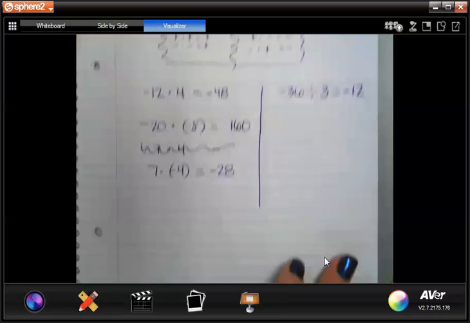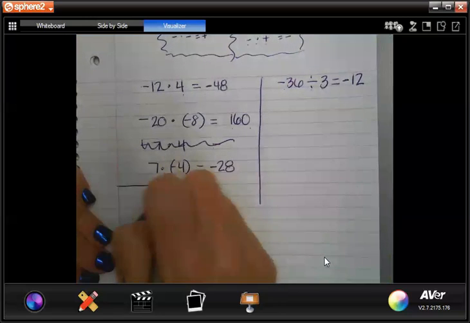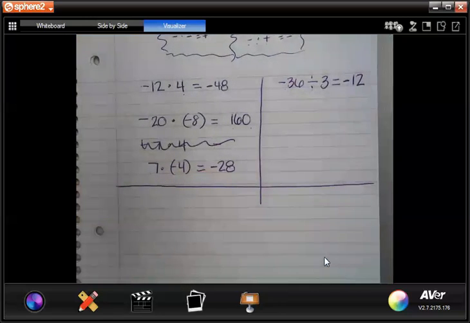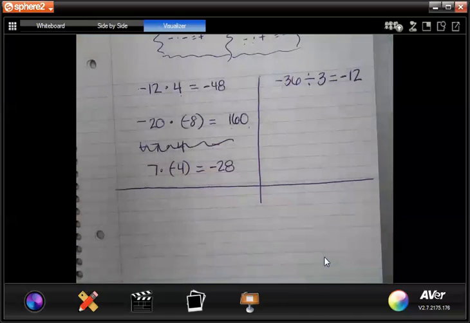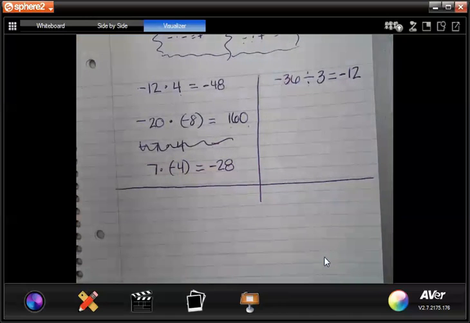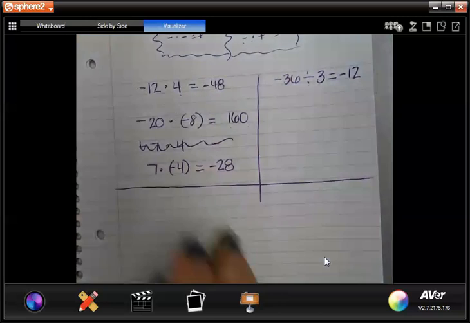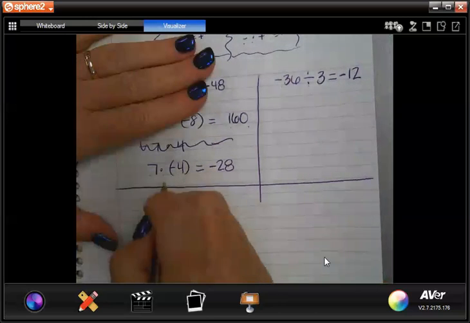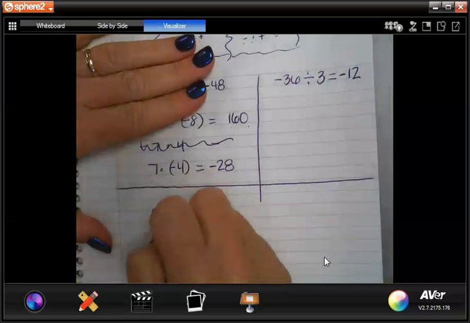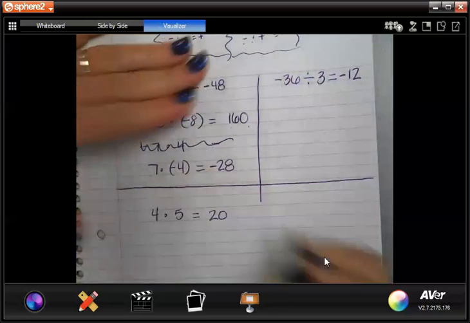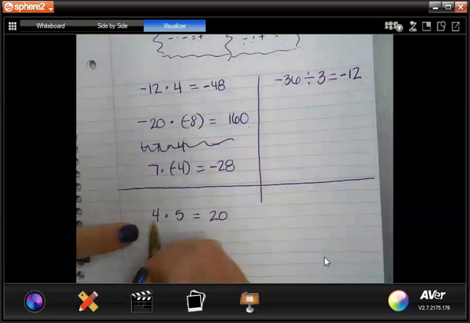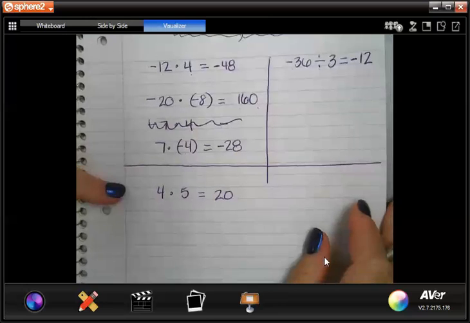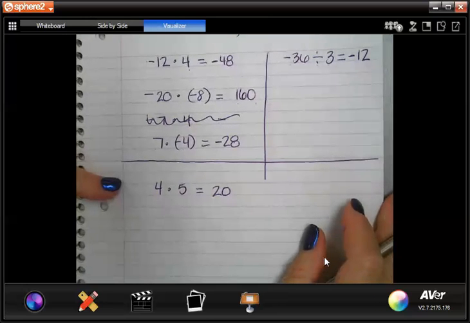Now, here's another way to remember this. I'm going to show you a couple ways. This first way I'm going to tell you right now, it's mean. It is so mean. I'm sorry. I'm going to throw out some examples. 4 times 5 equals 20, right? Here's my first way of remembering how to do this.